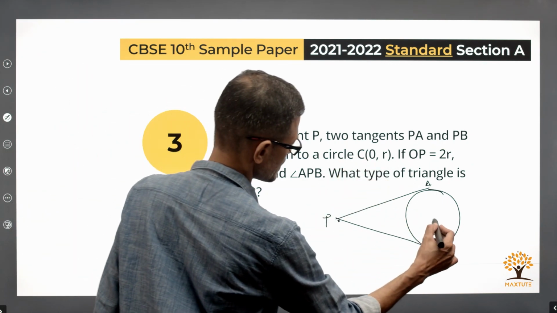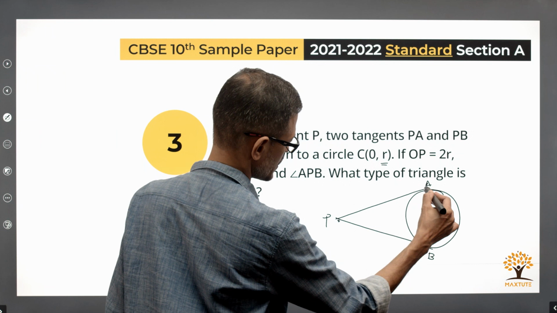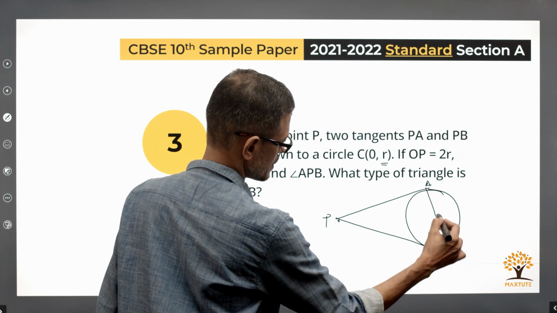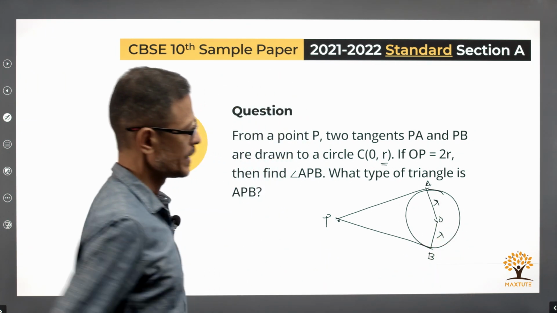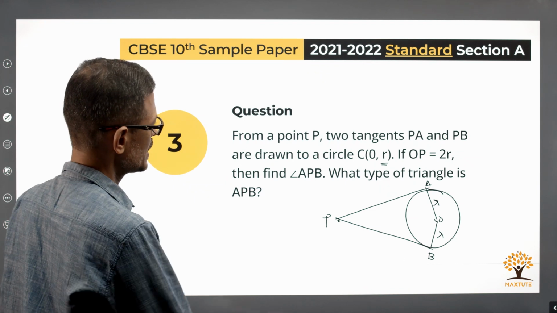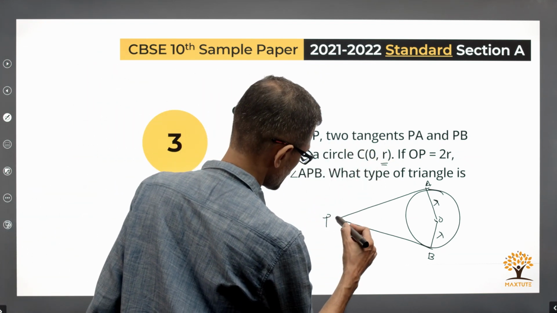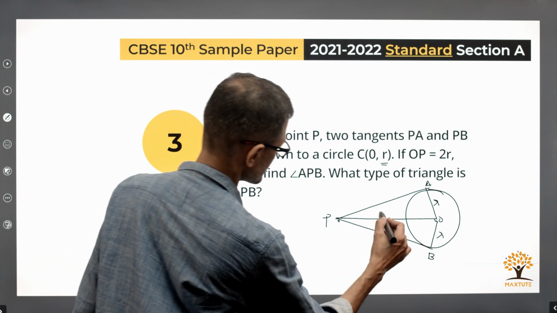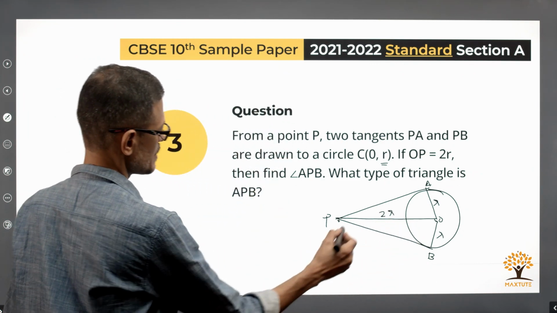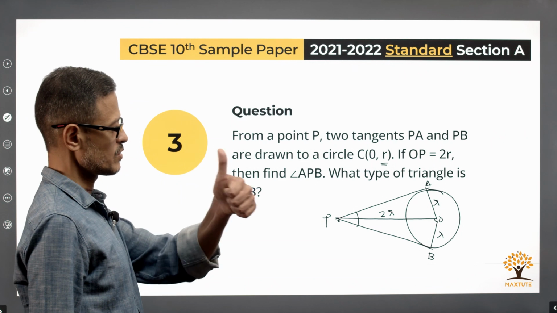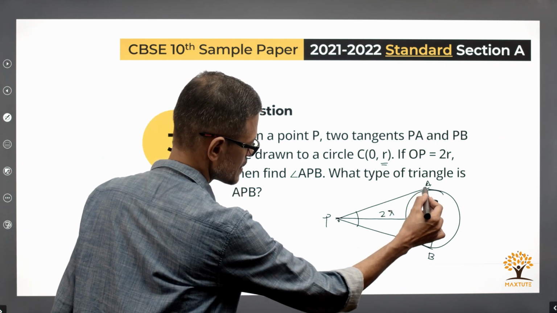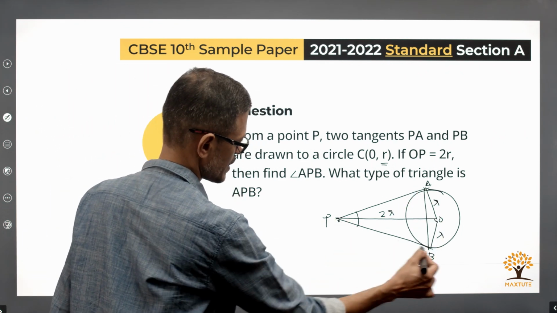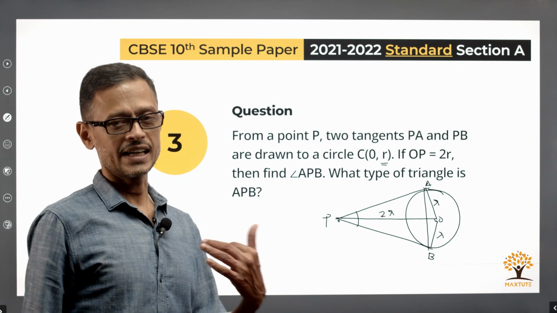Center of the circle is at O and the radius of the circle is equal to R. So, OA equals OB equals R. OP is equal to 2R. The length from the point where the tangent is drawn to the center of the circle is equal to 2R. What is the measure of angle APB? That is the first question. What kind of a triangle is APB?